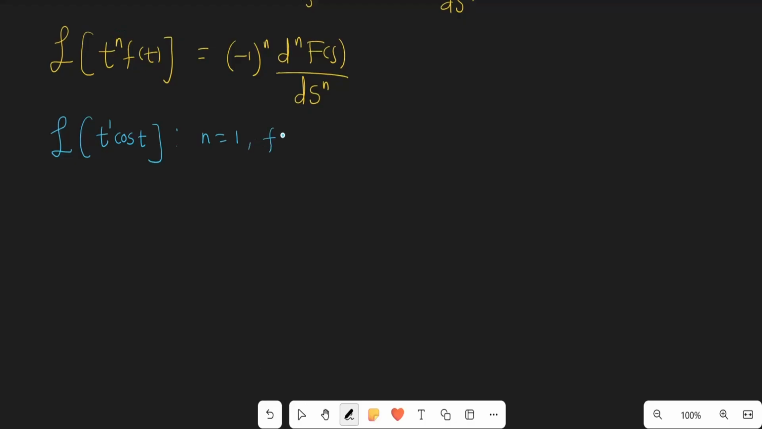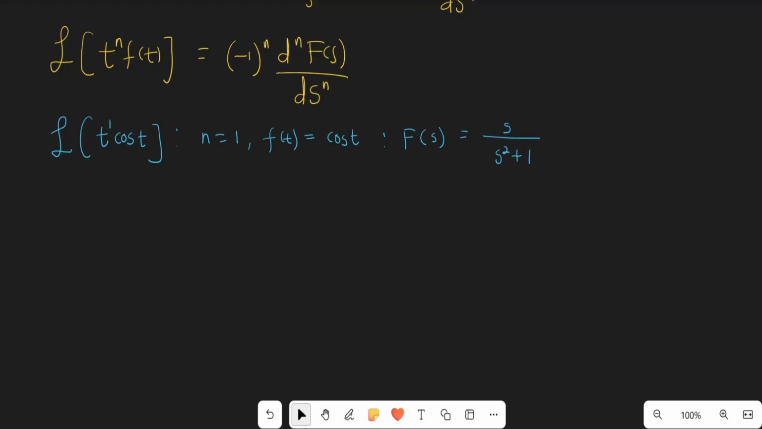And now f of t here is equal to our cosine function, which is the cosine of t, that is f of t. So now if f of t is equal to the cosine of t, we can find capital F of s, that is the Laplace transform of the function cosine of t. So if the function is cosine of t, then its Laplace transform is going to be, we have done this before, s divided by s squared plus 1 squared, which is 1.